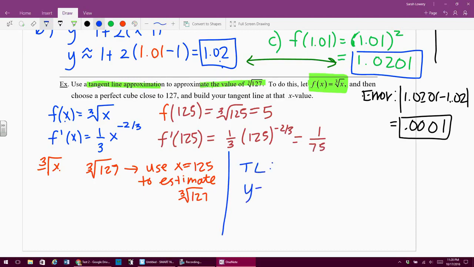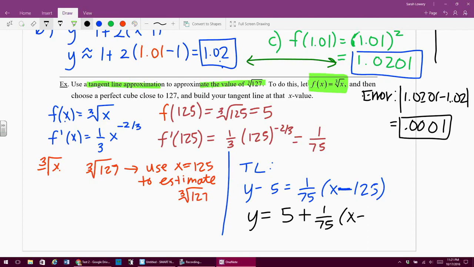So y minus y1, well, y1 is 5, equals my slope, x minus x1. Well, what's my x value I'm using? I'm using 125. So I now have my tangent line, but remember, we don't want to write it like that. We want to write it so that it's solved for y. So this is 5 plus 1/75 times (x minus 125). And I'm going to use this to answer my question. I want to know, what is the cube root of 127?